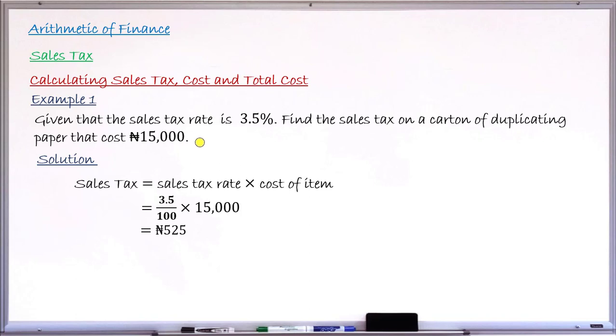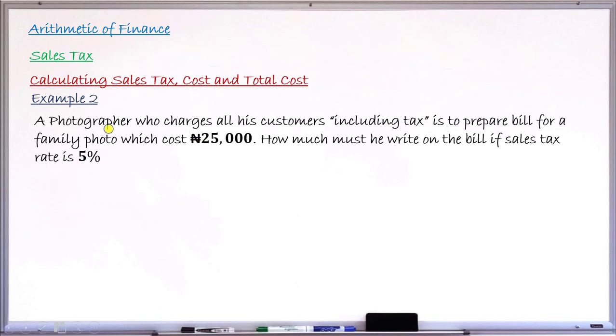So let us move and take another example. Example number 2 says a photographer who charges all his customers, including tax, is to prepare a bill for family photos which cost 25,000 naira. So this 25,000 naira is the cost of his services. But in writing the bill to the customer, he will include the tax that he usually pays the government. So that tax will be added to this 25,000 naira. That is his cost. So the question asked here: how much must he write on the bill if the sales tax rate is 5%?